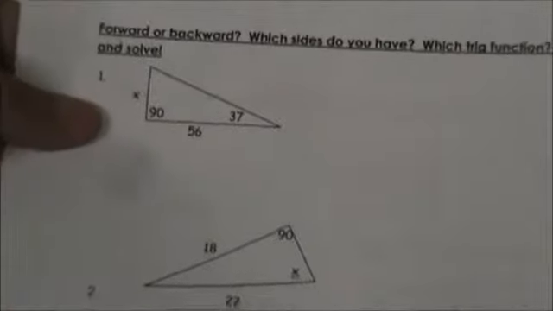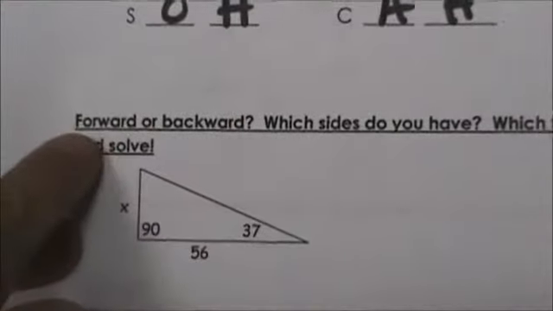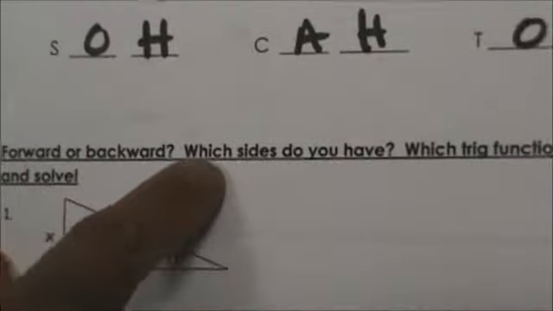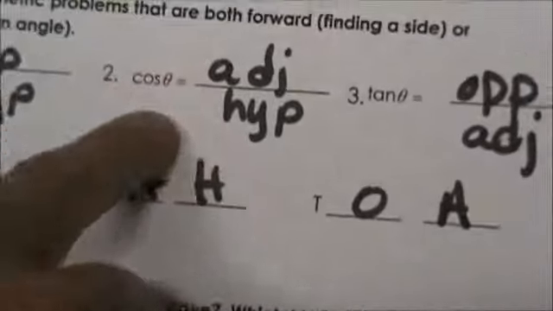Okay, now we're going to jump down here and start running through the problems. And you're going to ask yourselves these questions right here. Is this a forward problem or a backwards problem? Forward when you're looking for a side, backwards when you're looking for an angle. Which sides do I have to reference, or which sides am I looking for? Once you know that, then you can decide which trig function am I going to use depending on which sides I have. Then we're going to set up and solve each of these problems. So let's start with this first one here.